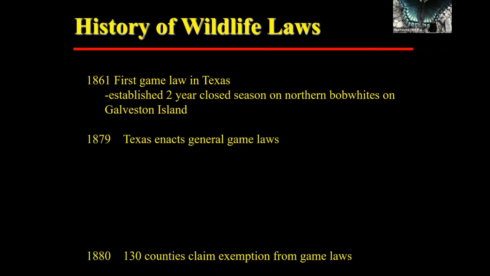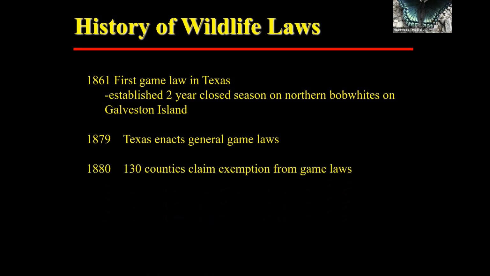In 1897, Texas enacts general game laws. In 1880, 130 counties claim exemption to the game laws. Typical Texas. What was the reason? The reason they claimed exemption was for many reasons, and mainly it's different here than there. And my papa owns this county. So how can you come in and say, I could do this, that, and the other in my county?